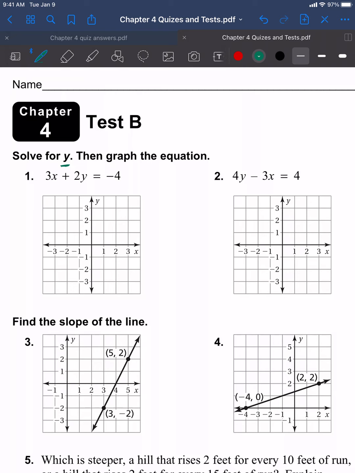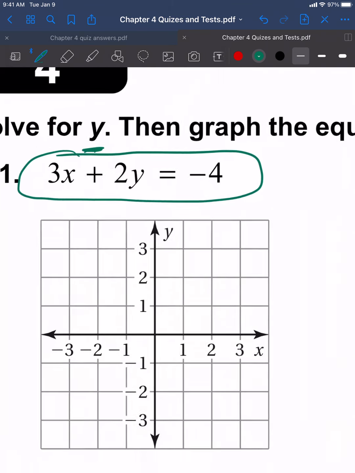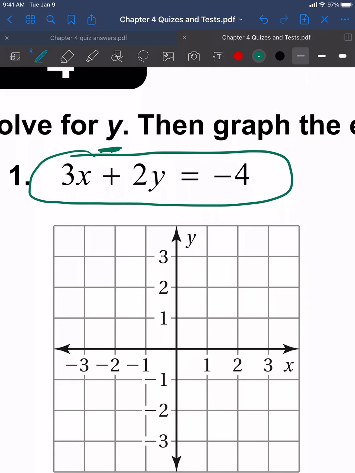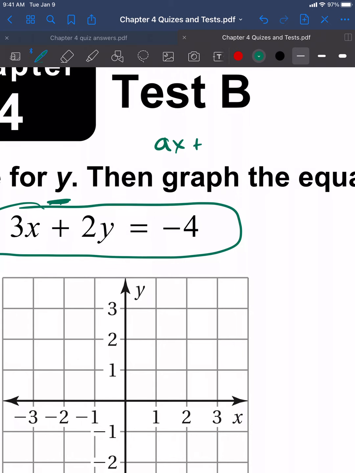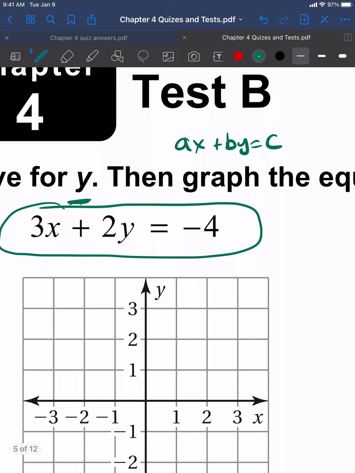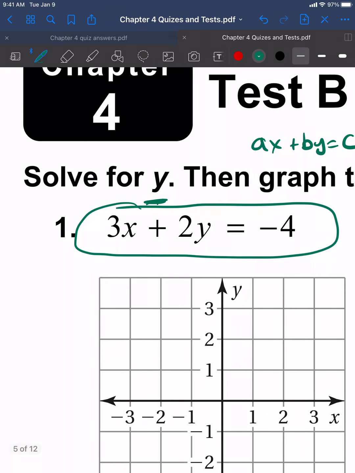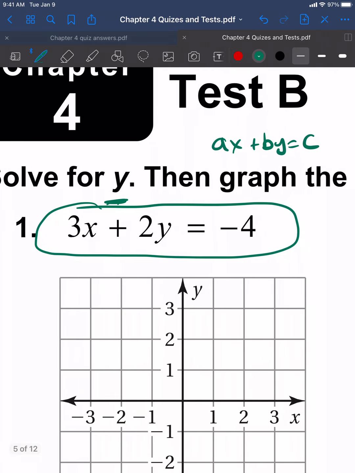When it says solve for y, what they're saying is they want you to make this equation that is actually in... What form is that in? That's in the standard form. Yeah, but you were about to say it, right? Yeah. Standard form. Write that down if you don't remember. Standard form: Ax plus By equals C. Good job. That's the form that it's in. It wants us to solve for y and then graph it.